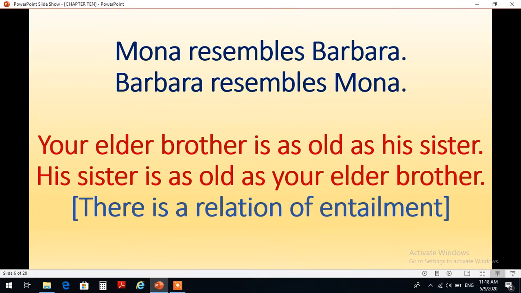Mona resembles Barbara. Barbara resembles Mona. Since there is also a relation of entailment, then there is symmetry. Your elder brother is as old as his sister. His sister is as old as your elder brother. Again, since there is a relation of entailment, then we can say that the predicates are symmetric.